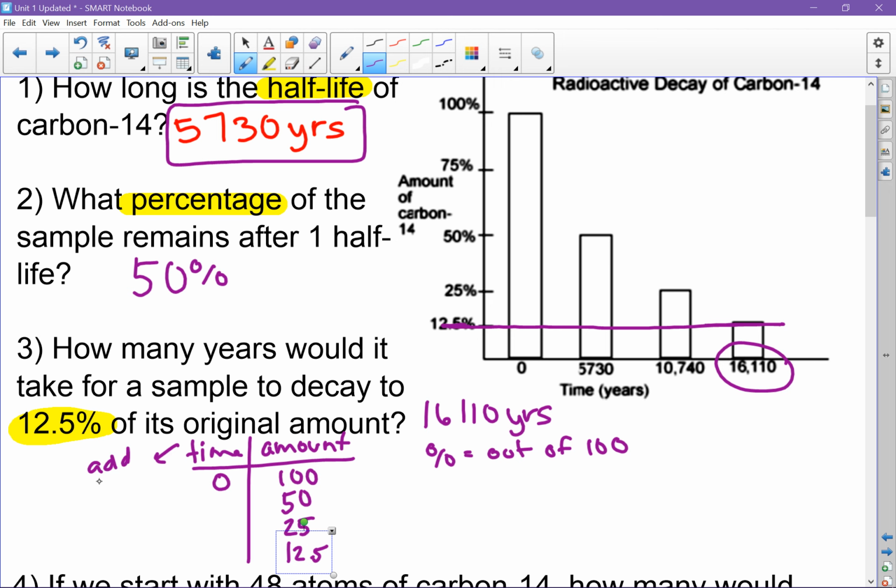And so what you could do is then, knowing the half-life from question 1, in the time column, we would add that amount. So start adding, add that half-life again, add that half-life again, and the answer comes out exactly the same as what it says on the graph. So you had 2 possible ways to get that answer.